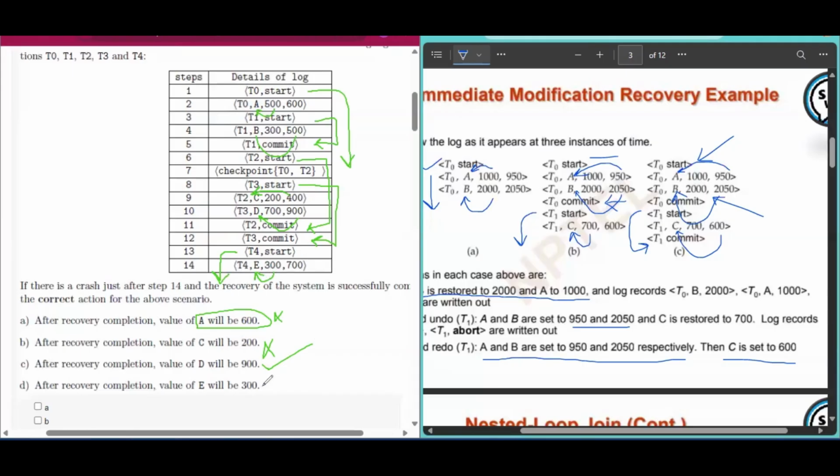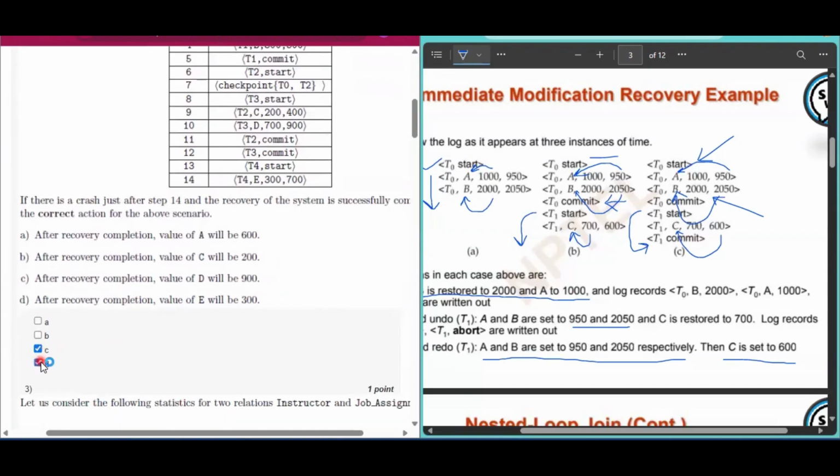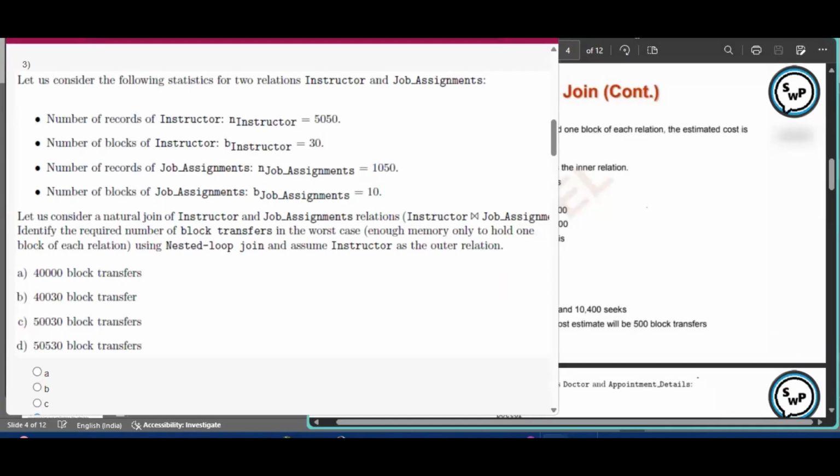So E will be 300. That means option D is also correct. C and D will be the correct answer for question number 2. Now coming to question number 3, let us consider the following statistics for two relations, instructor and job assignment.